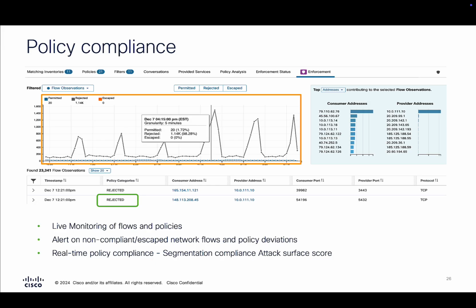So for every flow or every communication that is happening in your data center or public cloud application environment, Secure Workload will continue to log whether it is allowed, rejected, and by what policy. It gives you a nice trend of permitted, rejected, or escaped flows over time. So if there are any anomalies over a larger time, you can look for trends and whatnot. There are also alerts that you can configure to monitor for any escaped flows or any out of band policy changes that are happening on the enforcement points.